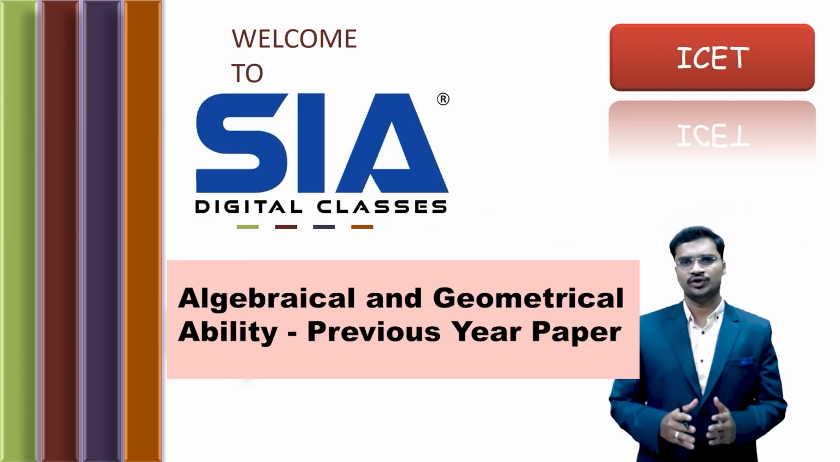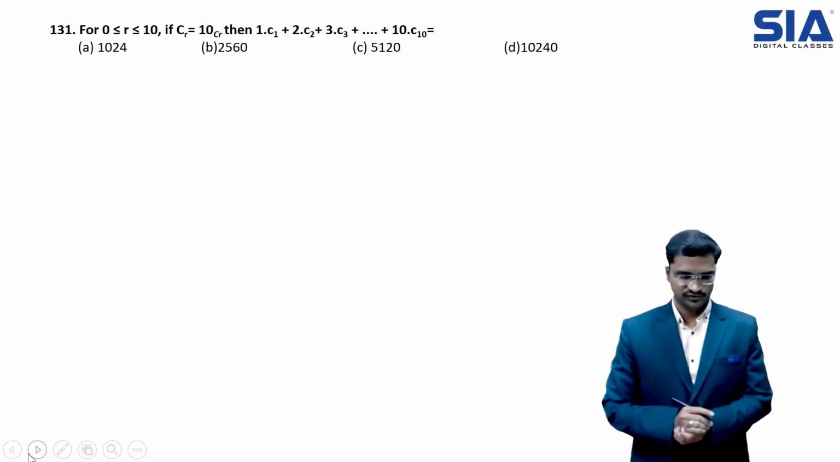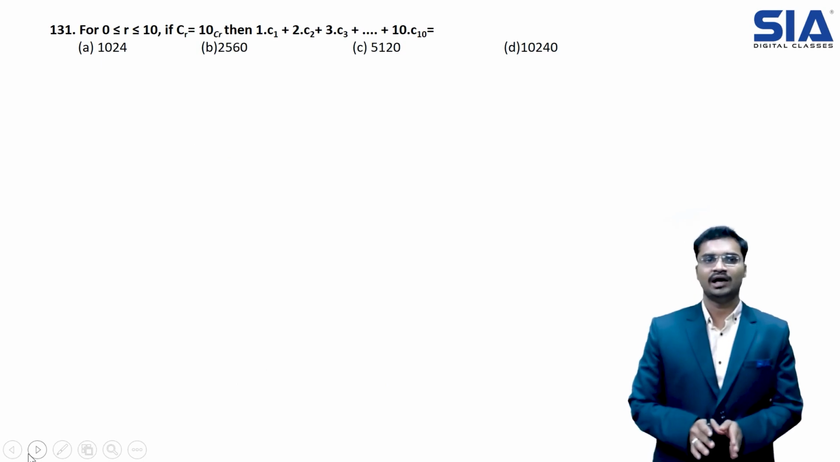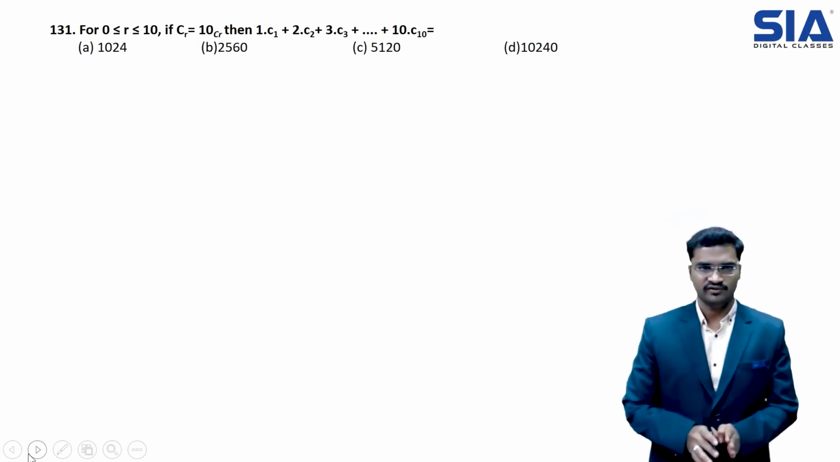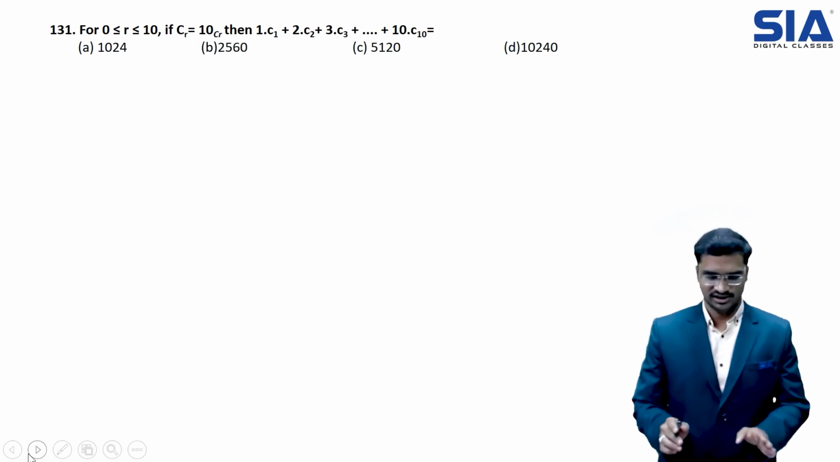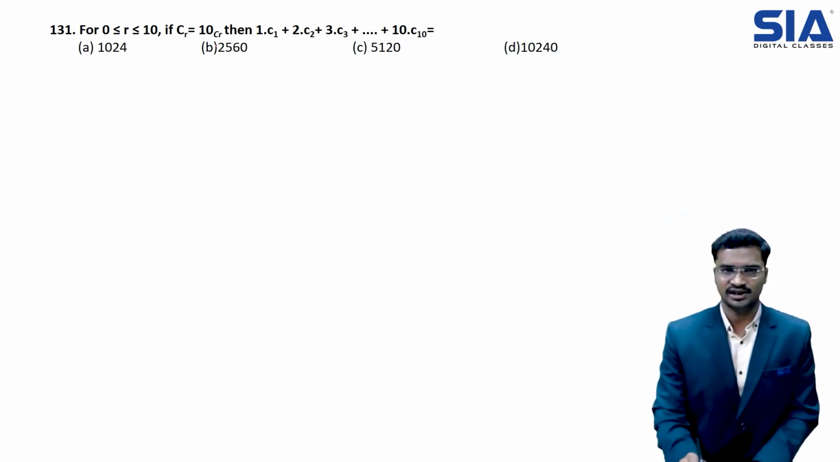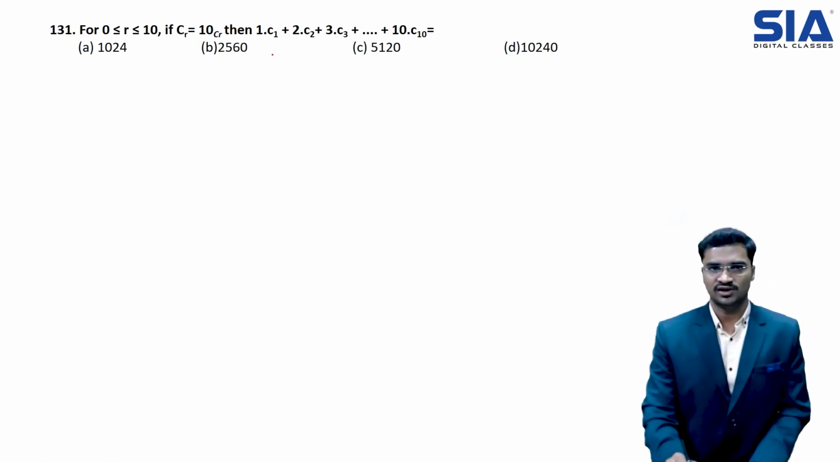In this video, we are going to solve some more questions from the section Algebraic and Geometric Ability. The 131st question says, for 0 less than or equal to r less than or equal to 10, if CR is given as 10 CR, then what is the value of 1C1 plus 2C2 plus 3C3 plus up to 10C10?